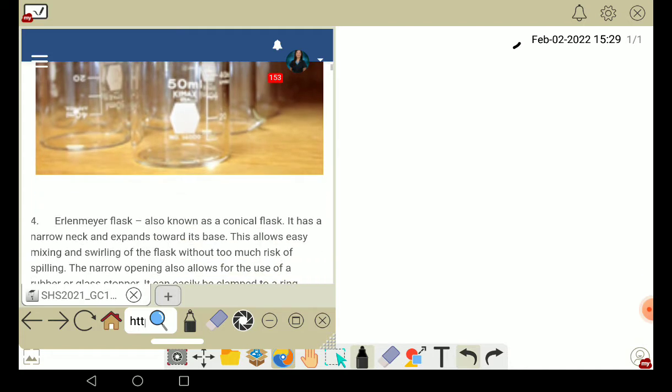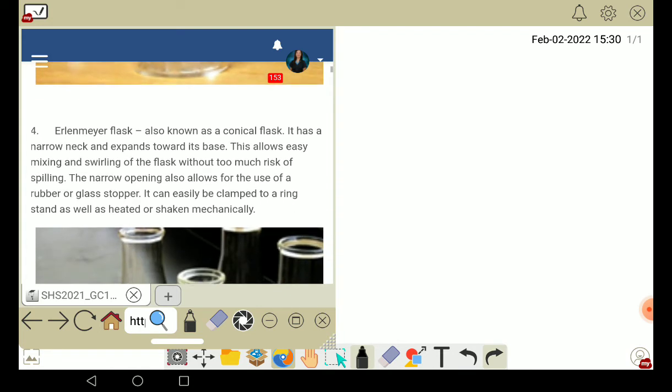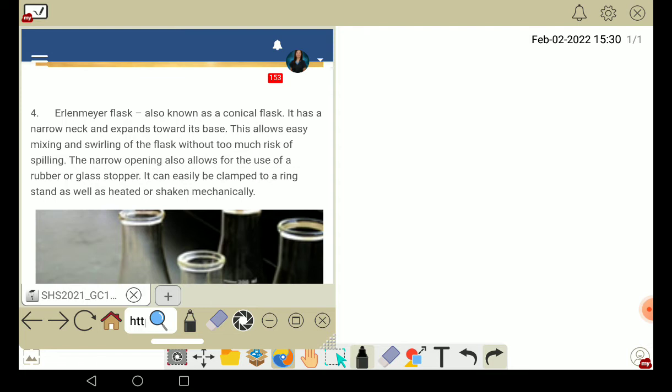Okay, next we have the Erlenmeyer flask. Here there are different apparatus or containers that we could find in our laboratory, and one of them is the Erlenmeyer flask. It is also known as a conical flask because of its shape. It has a narrow neck and expands towards its base.